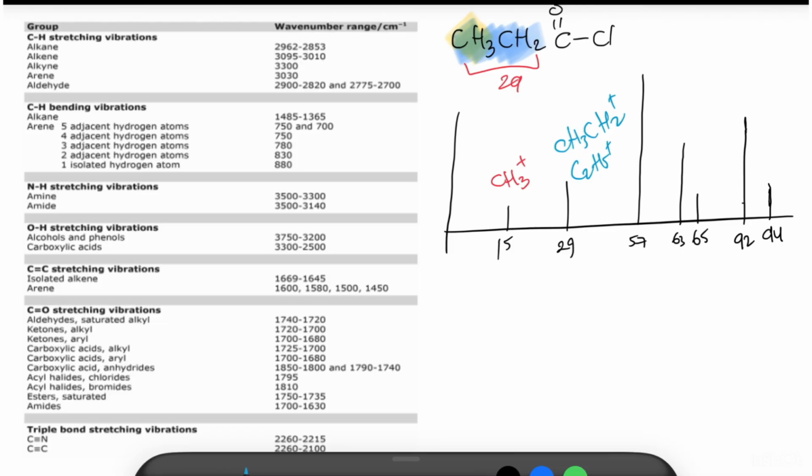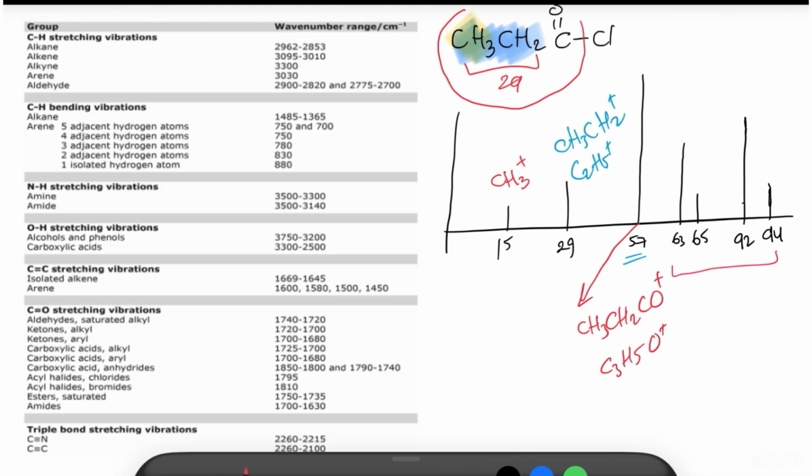Now, what about the fragment of 57? What does it represent? If you use your calculator with trial and error, you will notice that the whole fragment here has a molar mass of 57. In order to write it in a correct way, you can either write it like CH3CH2CO plus, or C3H5O plus. So both are correct. But the question now, what about these fragments? Okay, we can see that we have two fragments.